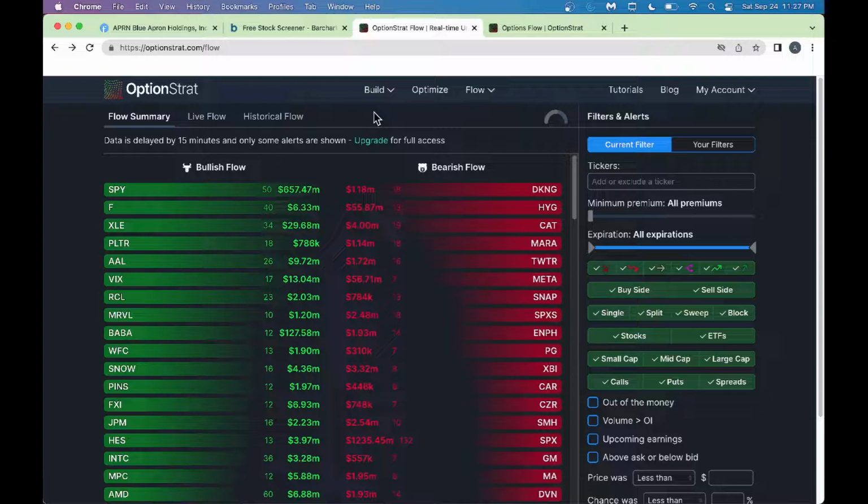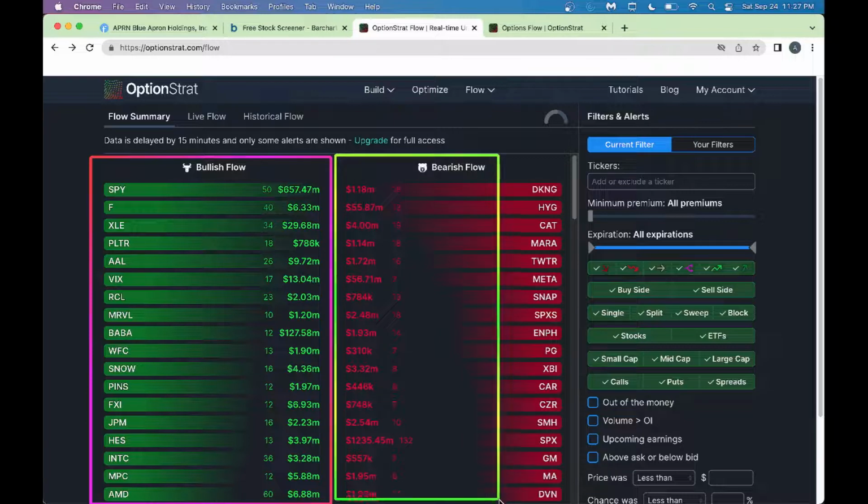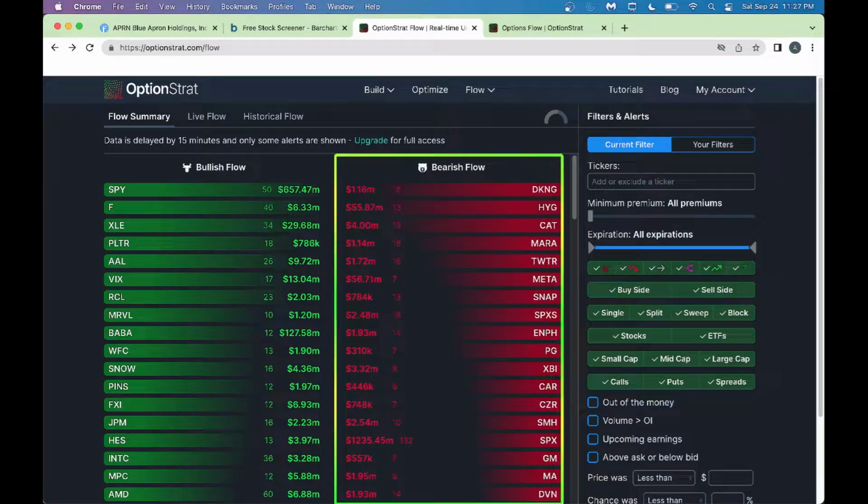As you log into Optionstrat, you can go into the flow here and click on flow summary. As you log into flow summary here, you'll get a nice view. It tells you what's bullish. Look on the left hand side, you've got all the bullish candidates here, right from SPY, Ford, which is beaten down big time, XLE, and so on and so forth. On the right hand side, we've got bearish flow. This is where the money is coming out of, and folks are really putting bearish bets on these names here.